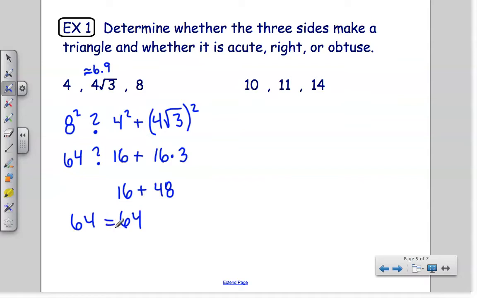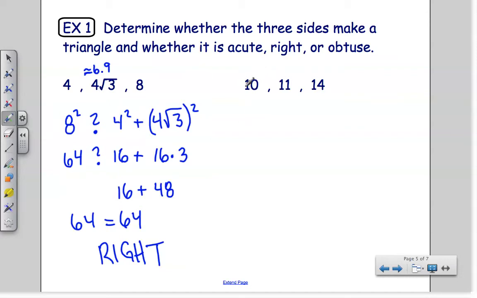Well, look at that. If those are equal, what kind of triangle do I have? I have a right triangle, because it turned out that we did have 2 legs squared added together, giving me hypotenuse squared. A squared plus B squared equals C squared. It's a right triangle. Okay.